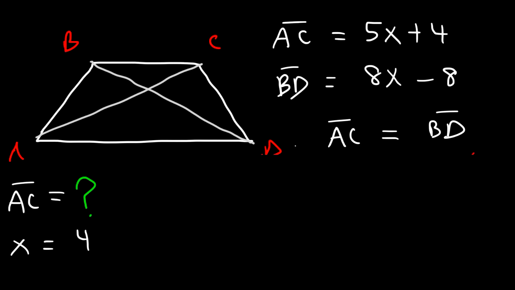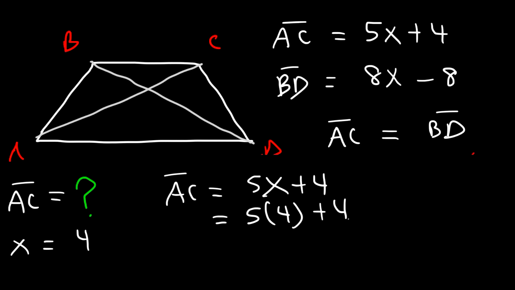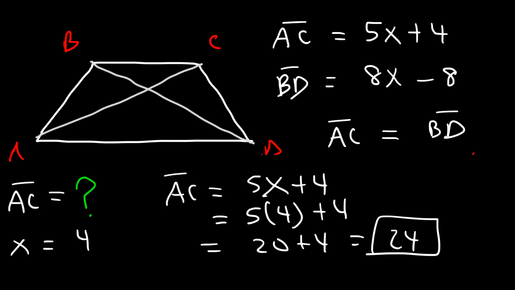So now we have the value of x. So we can calculate the measure of AC. So AC is 5x plus 4, and let's substitute x with 4. 5 times 4 is 20. 20 plus 4 is 24. So that's the measure of AC in this example. So remember that for an isosceles trapezoid, the diagonals are equal in length. Let's try another example.